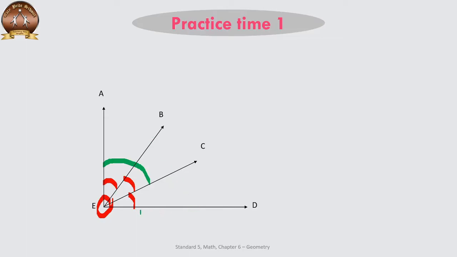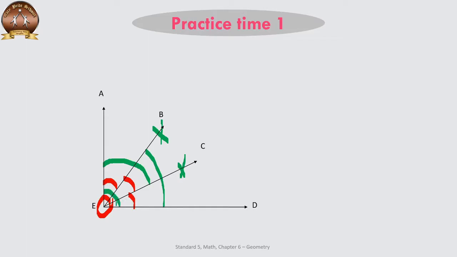Then the angle BED when we exclude the ray EC. Now if you exclude this as well as this, you get an angle AED. So how many angles do we get here?